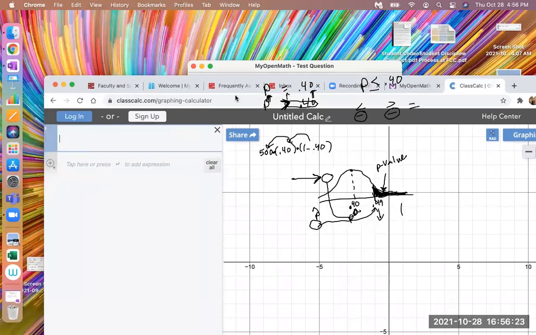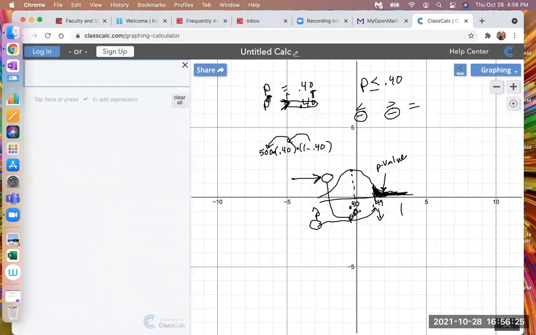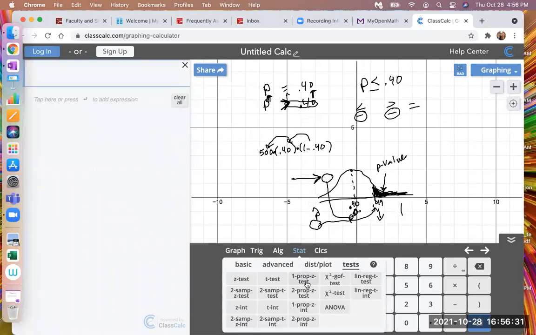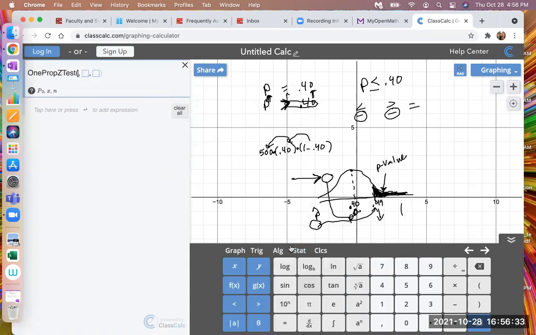So I go to the one prop Z test. I go to stats tests, and then I go to one prop Z test. It tells me what I need to enter. Anytime you have a sub-zero on any value like that, it's a value coming from the null hypothesis. The null means like at zero, at time zero. I believe it's a physics term, and I believe null is like German for nothing or zero, but I'm not sure which.